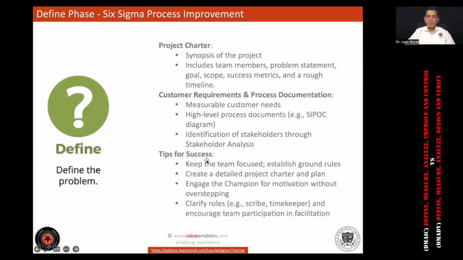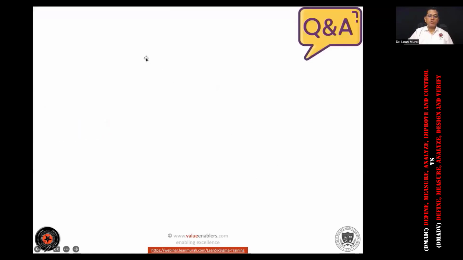Now, this is very important. The key to success is to keep the team focused, create a detailed project charter and plan, engage the champion for motivation without overstepping, and clarify the roles, the team roles also. Okay. So, question and answer.